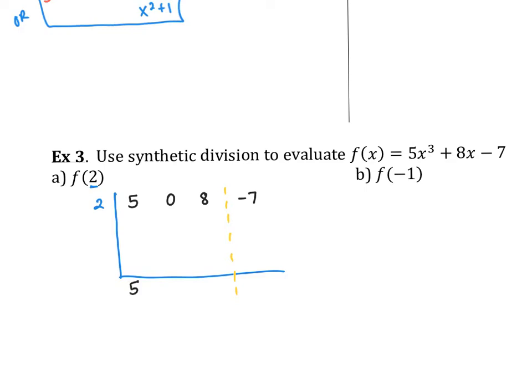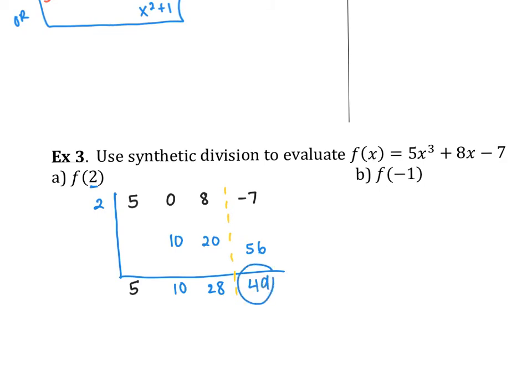I'm going to bring down the 5. Then I'm just going to work this out. Let's see, 2 times 5 is 10. 0 plus 10 is 10. 2 times 10 is 20. 8 plus 20 is 28. 2 times 28 is 56. Negative 7 plus 56 is 49.